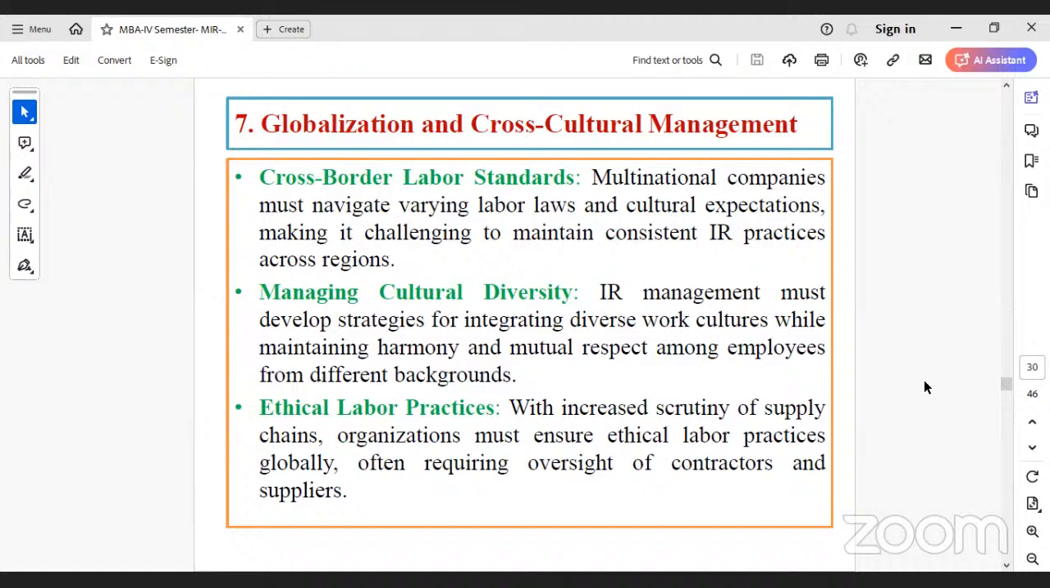And ethical labor practices. So, with increased scrutiny of supply chains, organizations must ensure ethical labor practices globally, often requiring oversight of contractors and suppliers. So, the companies must earn money, and at the same time they must follow the ethical considerations. If there are no proper ethical standards, the company is cheating. Ethically, they have to submit the documents or the goods wherever they are lost in the market.